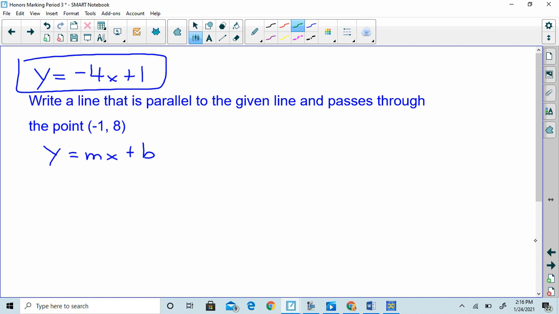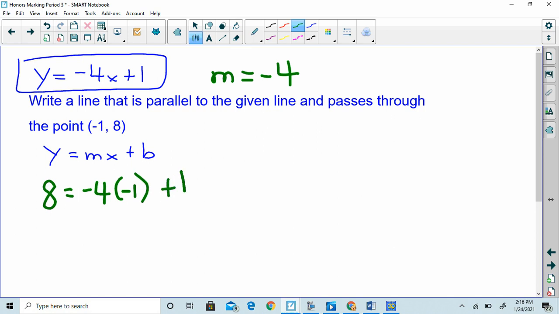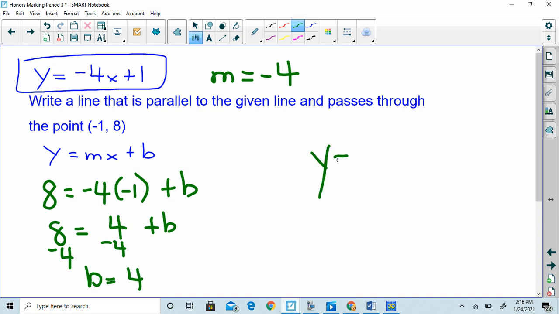Write a line that's parallel to a given line and passes through this given point. The only information I need from the given line is our slope. Now we have the slope and a point. We'll substitute in all these values and solve for b. We'll subtract, and we find out that the value of b, or y-intercept, is 4. Now we have an equation. Y is equal to -4x, because they have the same slope, plus 4.